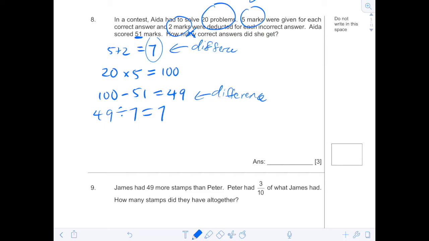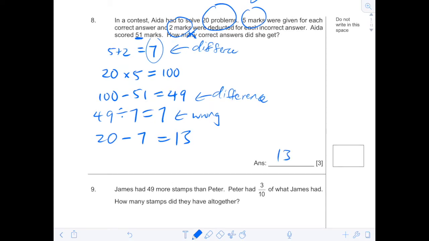Alright, the difference. So now we know that she got 20 problems. Then we have to minus off the 7 questions that were not correct. This will be wrong. Okay, and therefore we'll get 13. So she actually had 13 correct answers.